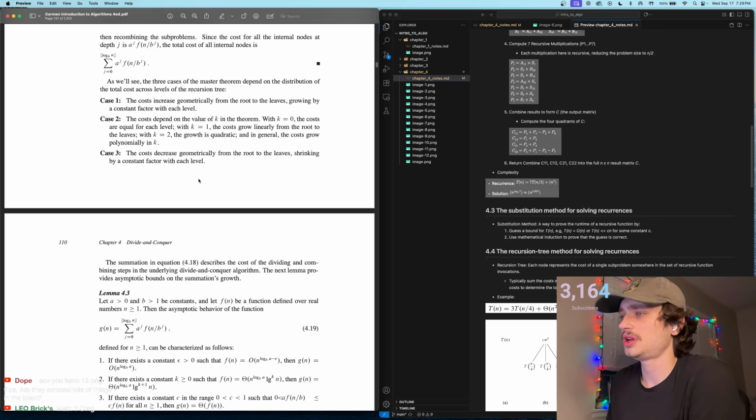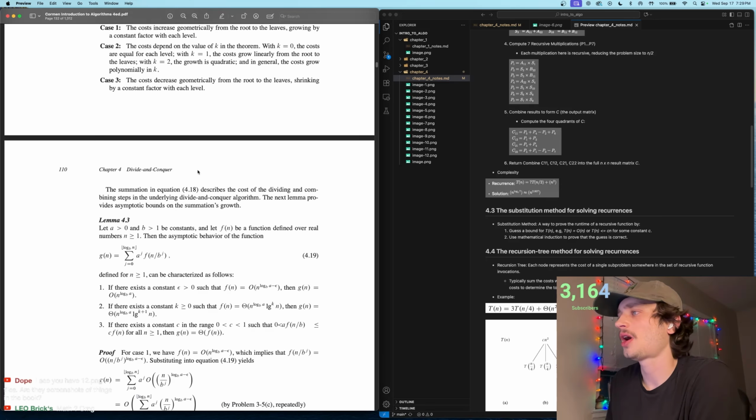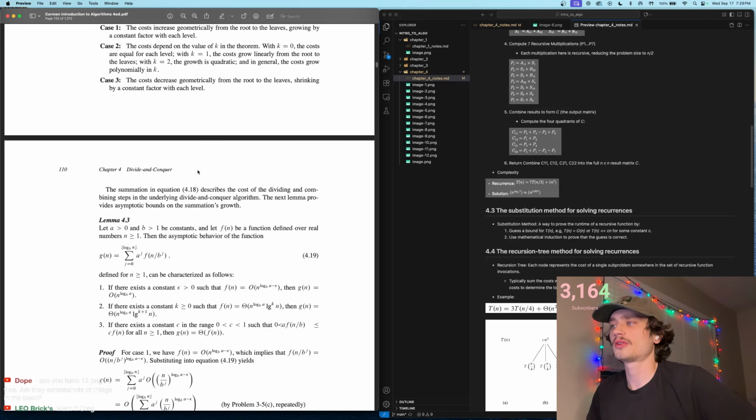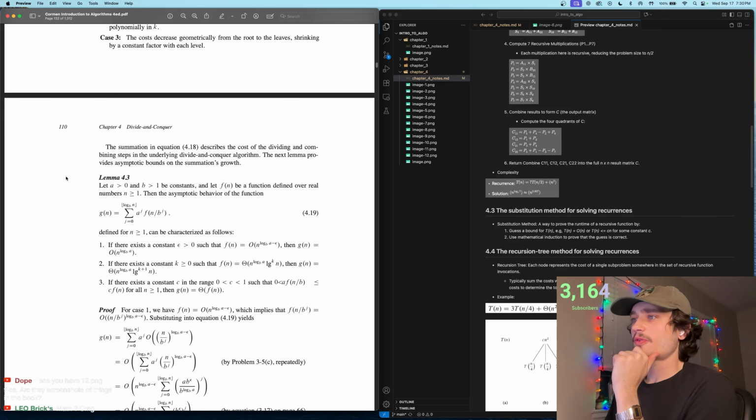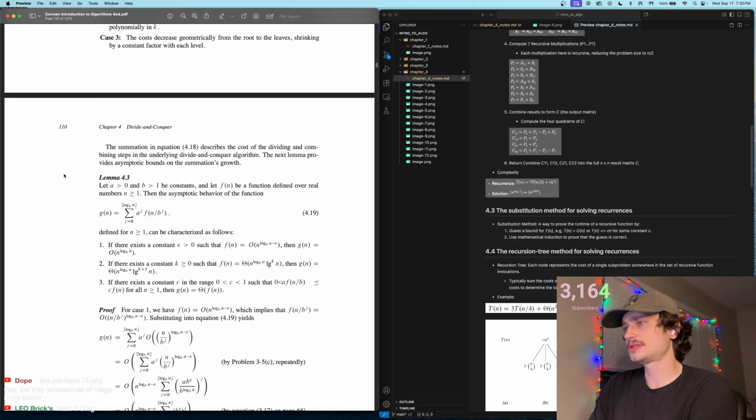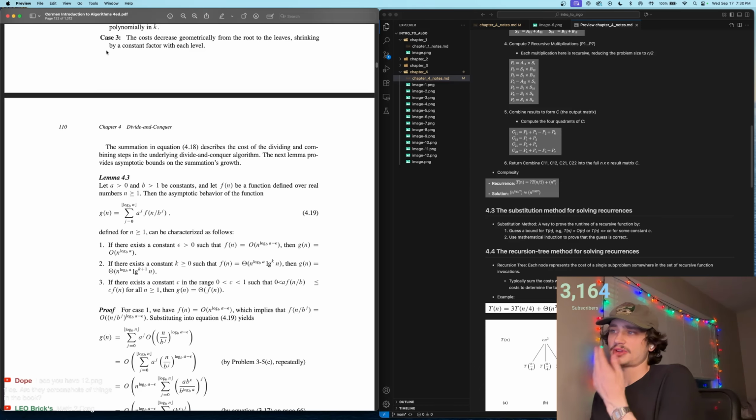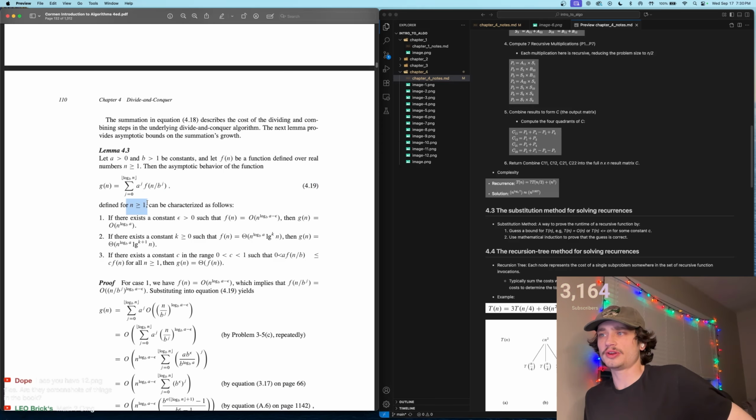The summation in equation 4.18 describes the cost of the dividing and combining steps in the underlying divide and conquer algorithm. The next lemma provides asymptotic bounds on the summation's growth. Lemma 4.3. Let a be greater than 0 and b be greater than 1 be constants. Let f of n be a function defined over real numbers n greater than or equal to 1. Then the asymptotic behavior of the function g of n, defined for n greater than or equal to 1, can be characterized as follows.